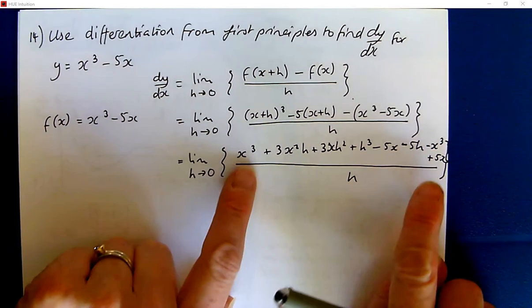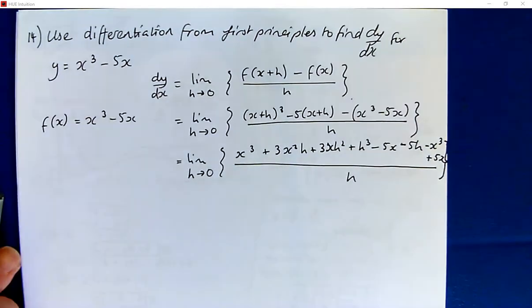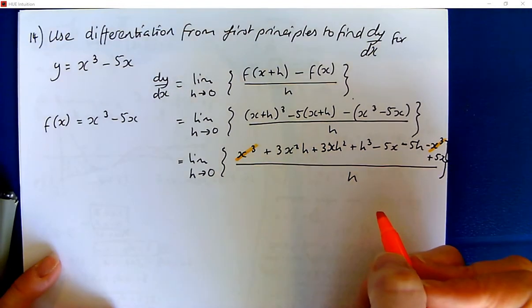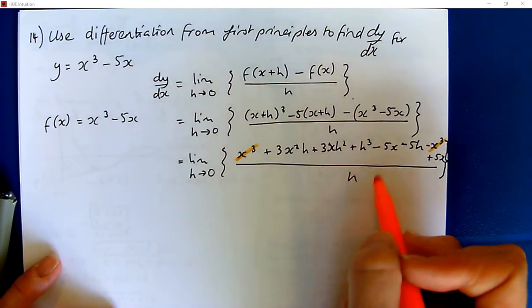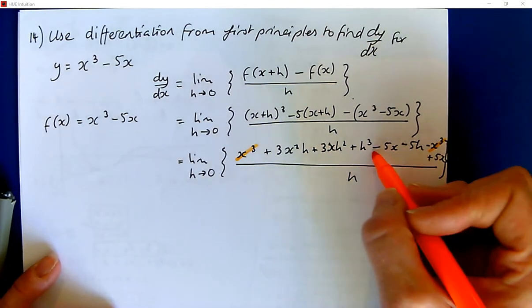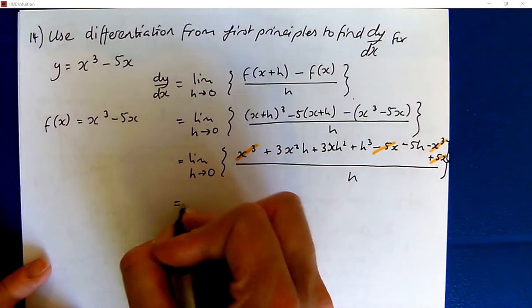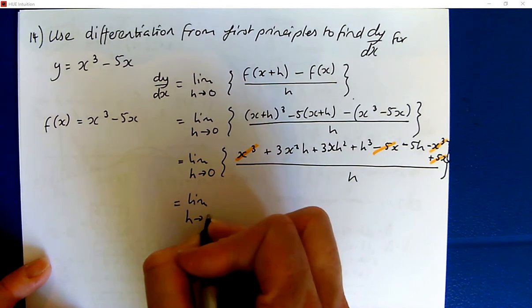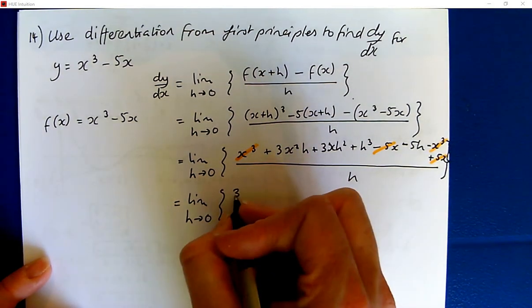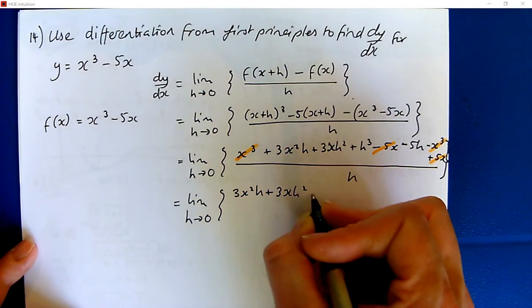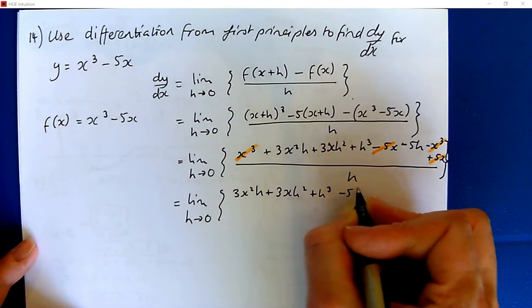Right, so let's have a little look. We've got an x cubed and a minus x cubed, so they vanish. It's good news. We have got a minus 5x and a plus 5x, and then everything else involves h at the minute. So let's just see. So 3x squared h plus 3x h squared plus h cubed minus 5h.